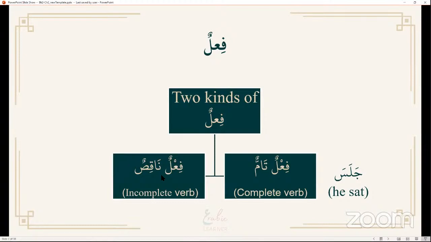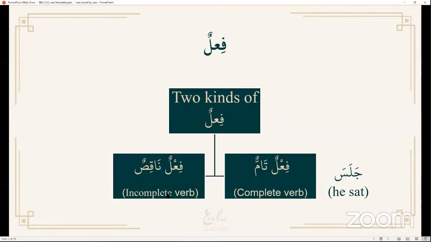Now there is another fi'l called fi'lun naqisun. Fi'l naqis is an incomplete verb. You don't need to remember these terms, fi'l tam and fi'l naqis. You can just remember them as complete or incomplete verb.